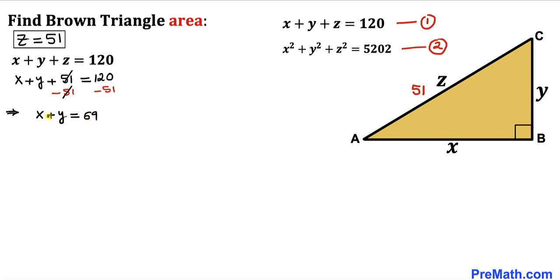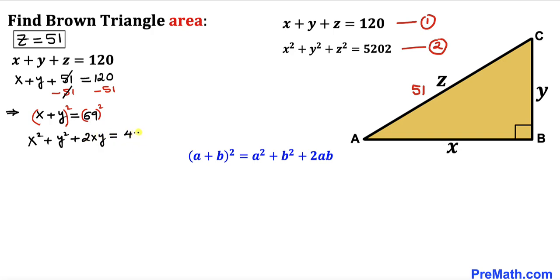Now let me square both sides: X plus Y whole square and 69 whole square. Let's recall this famous identity: A plus B whole square can be written as A square plus B square plus 2 times AB. We are going to apply it on the left hand side of this equation. So our left hand side becomes X square plus Y square plus 2 times XY equals 4761. Let me label this equation as equation number 3.